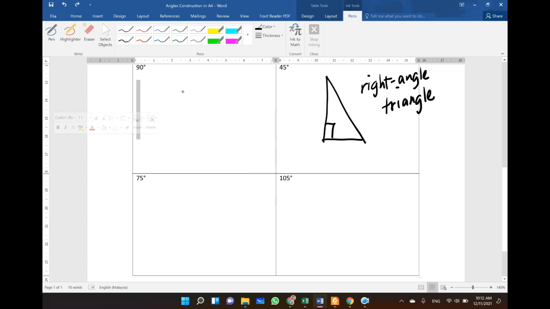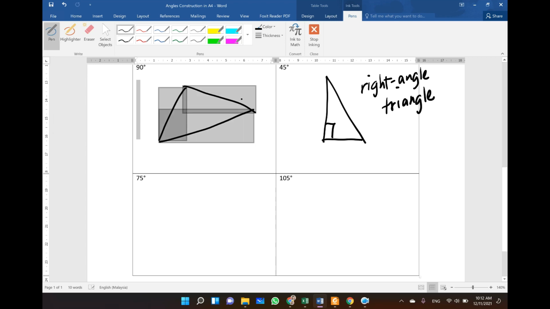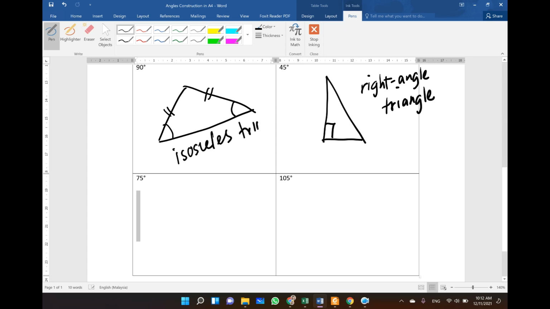Can you see the triangle? Yes, okay. If the triangle that I have here has the same angle on both sides, or the same length on both sides, what do you call this type of triangle? Isosceles triangle. Wow, very good. Isosceles triangle. So you remember this. Isosceles triangle means segitiga sama kaki. So you need to know all of these types of triangle.